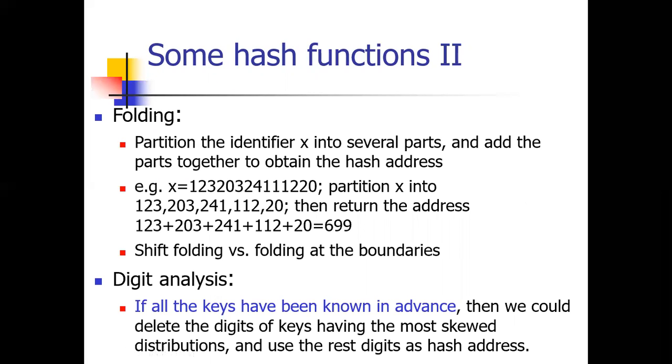Another function is folding: partitioning the identifier x into several parts and adding the parts together to obtain the hash address, as you can see from here. There's also what we call shift folding versus folding. Sometimes you can do shift folding, where you partition a particular address or part of the array, which can sometimes overlap. That's what we call shift. They move from one wrap to the other, or from one bucket of items to the other.